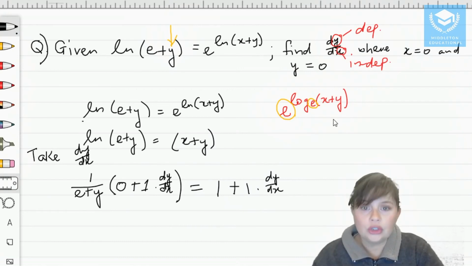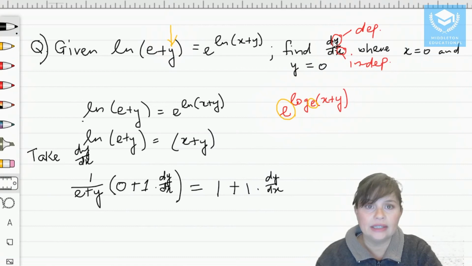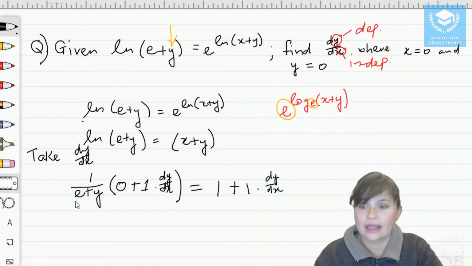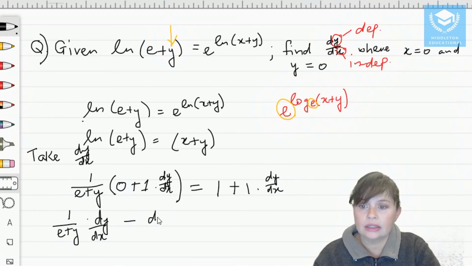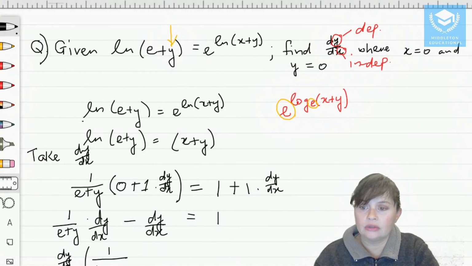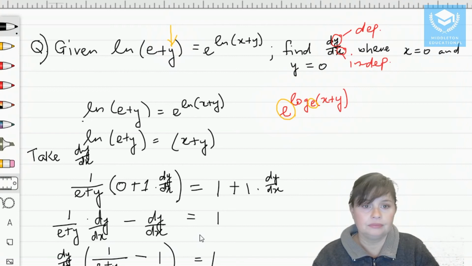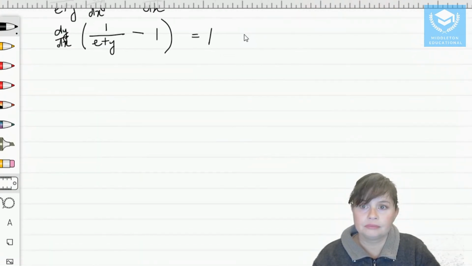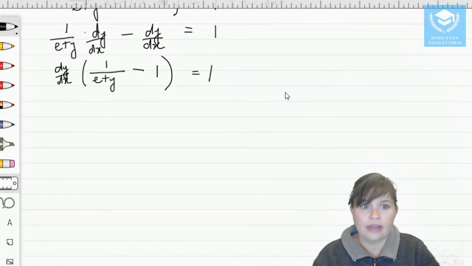Okay, now what you want to find, we remember from the question, is dy/dx. So you need to get all the dy/dx on one side, right? So we can leave this as that, because the 0 just falls away over there. And I'm going to take this derivative over, so I get dy/dx = 1. Okay. So now if I factorize, because I want dy/dx on its own, I'm going to have (1/(e + y) - 1) dy/dx = 1. Okay, so that's what I've got there, because I factorized dy/dx.